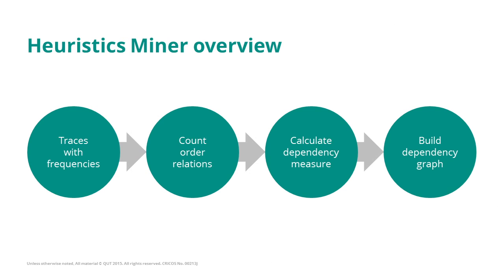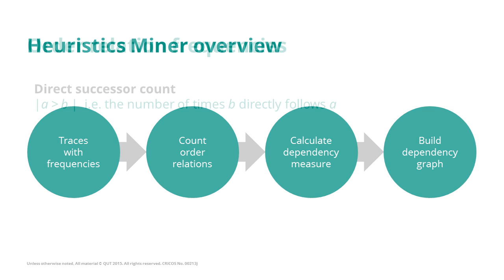Here you see an overview of how it works. The idea is that we take into account the frequency of the traces. As a first step, we count their occurrences, and this provides us with the basis for identifying the dependencies and eventually constructing the dependency graph.